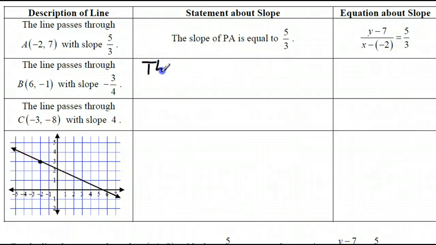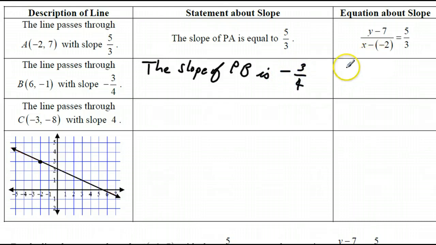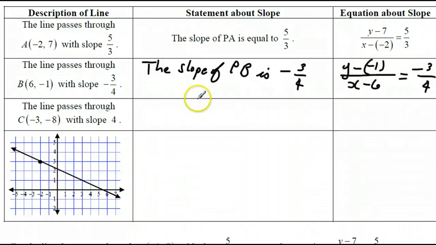The slope of PB is negative 3/4, and our equation will be (y minus negative 1) over (x minus 6) is equal to negative 3/4. And you can actually put the negative on the top here or on the bottom, but to get a positive y, I'll put it up top if I cross multiply this after simplifying. We'll end up with a positive y and a negative x.